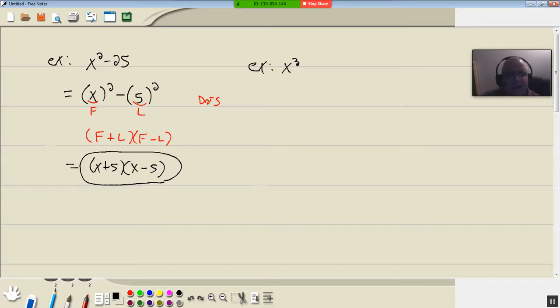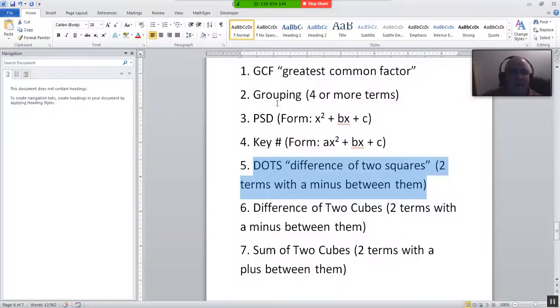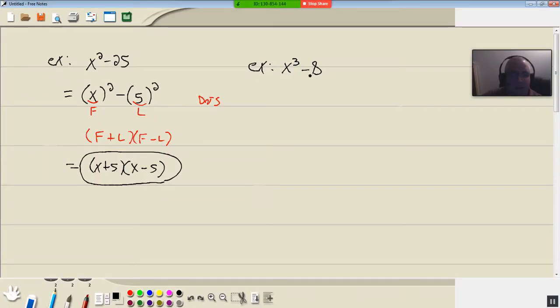Now let's say I had x to the third minus 8. No GCF. Groupings, 4 or more terms, that doesn't fit. PSD and key number are both 3 terms, that doesn't fit. Difference of two squares: 2 terms with a minus between it. That fits, but nothing times itself would give you 8, so it would fail if we tried to use this.